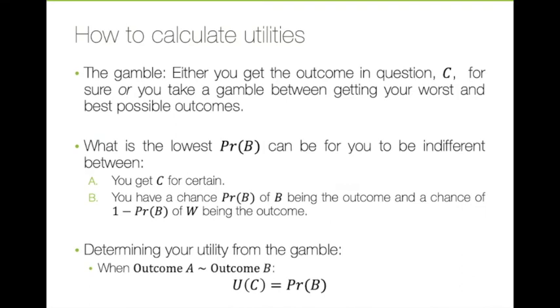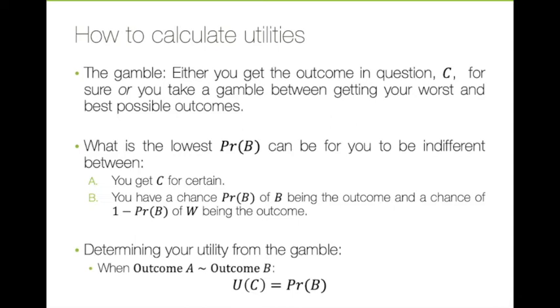So again, the gamble is either you get C for certain, or you gamble between the best and worst possible outcomes. With this gamble, we have to figure out the probabilities of the best and worst outcome. So it'll be kind of like gambling on a coin flip, only this time we get to assign these hypothetical probabilities.